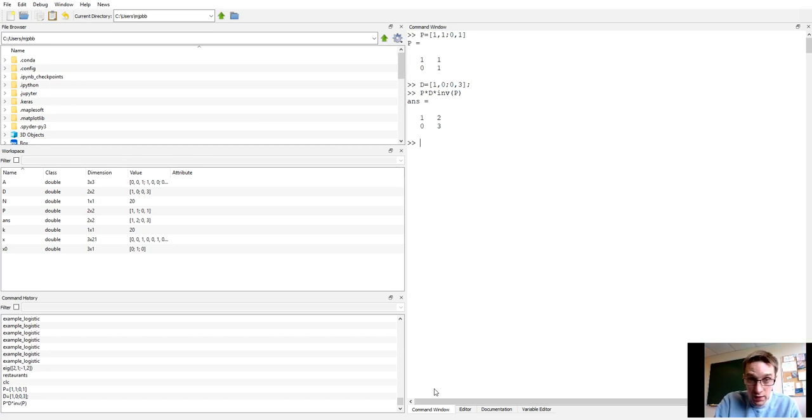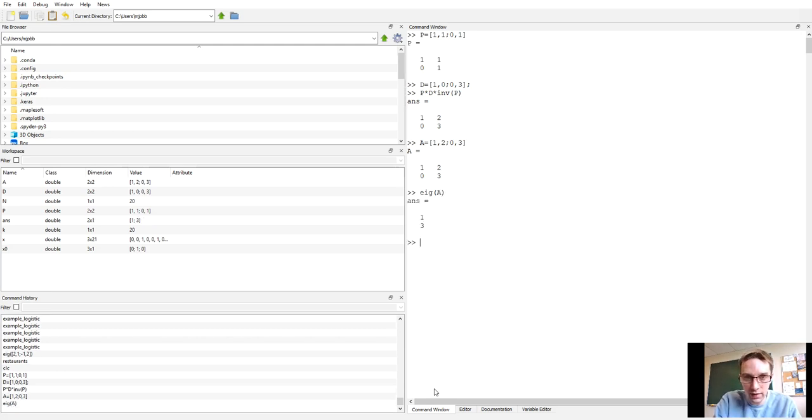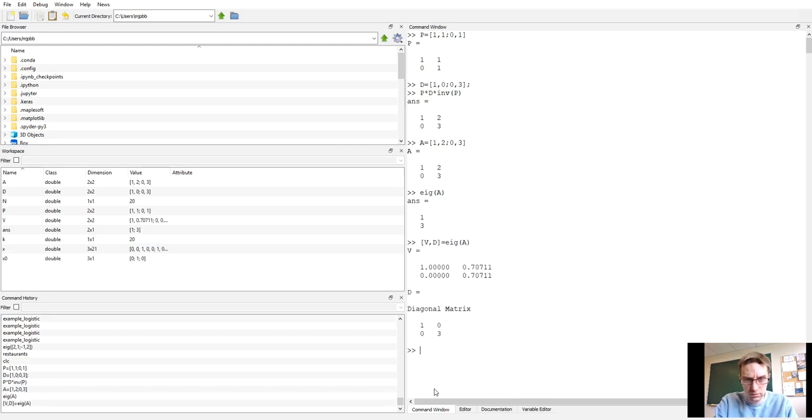So let's define A to be the matrix we are interested in, [1, 2; 0, 3]. If you compute, say, just eig of A, notice it gives back 1 and 3. And if you want to compute the eigenvectors and eigenvalues both at the same time, we can type [V, D] equals eig(A). And what that does is it gives you a matrix where each column is an eigenvector, and then the diagonal matrix D, which has all of the eigenvalues.